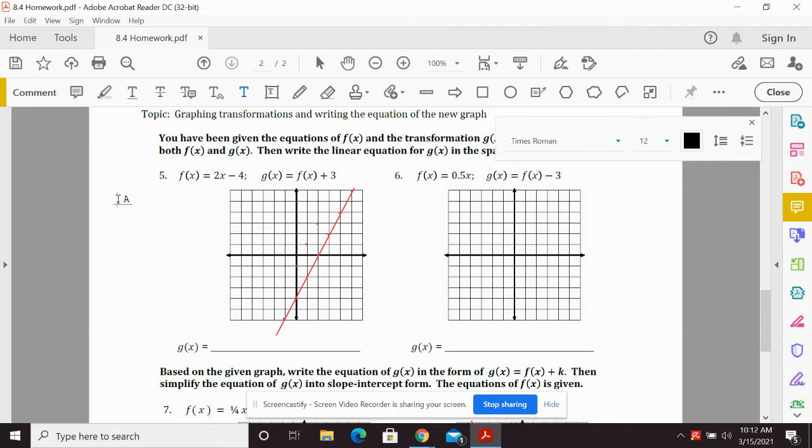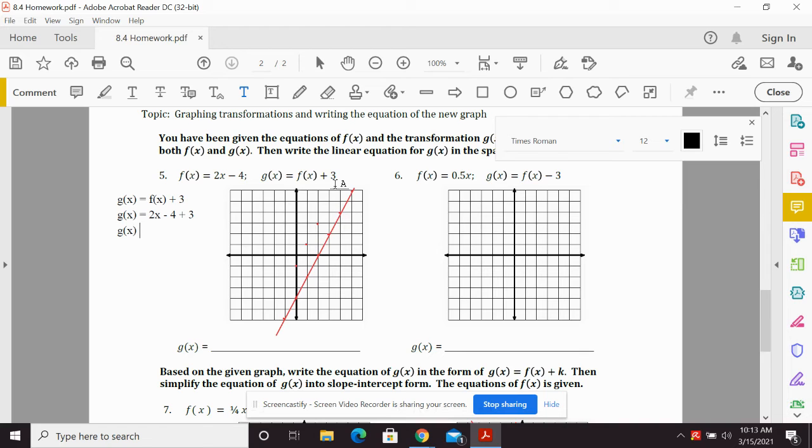So to write your equation, g of x equals f of x plus 3. Once you have your new graph, you could figure out your y-intercept based on your new graph, or you can do what we did in class. We're going to substitute 2x minus 4 in for f of x. So 2x minus 4, and then don't forget to rewrite your plus 3. And then you just simplify that.